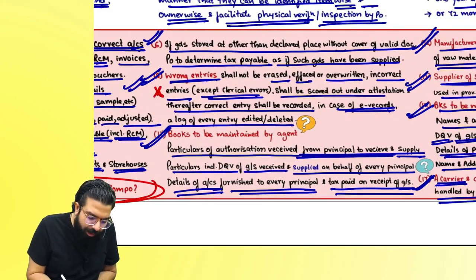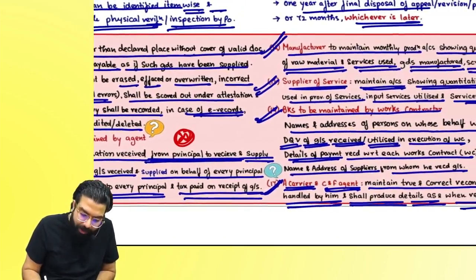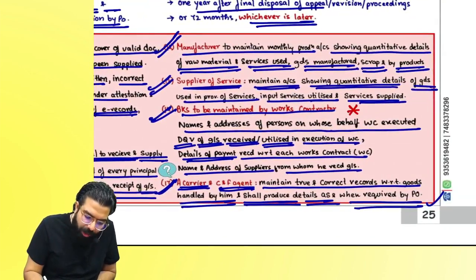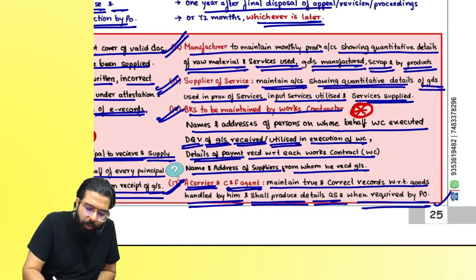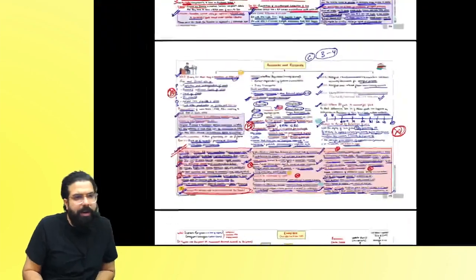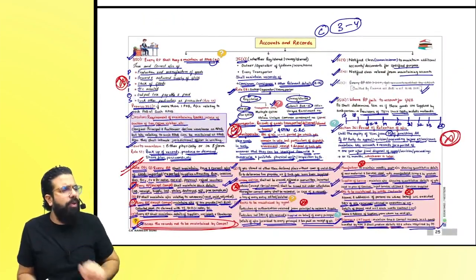Wrong entries, how they should be dealt with. Sir, what are the accounts to be maintained by an agent? Then, what are the accounts a works contractor needs to maintain? What are the accounts a manufacturer can maintain? These details, I think if you read, should be more than enough.